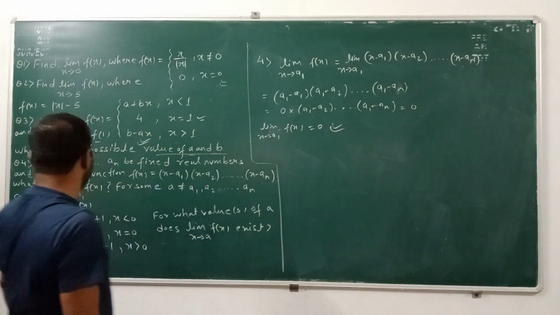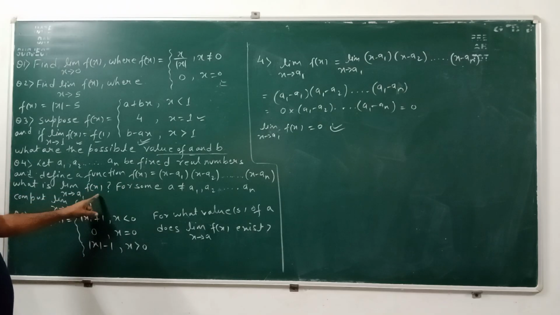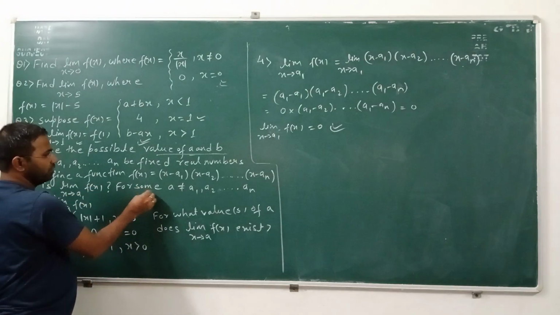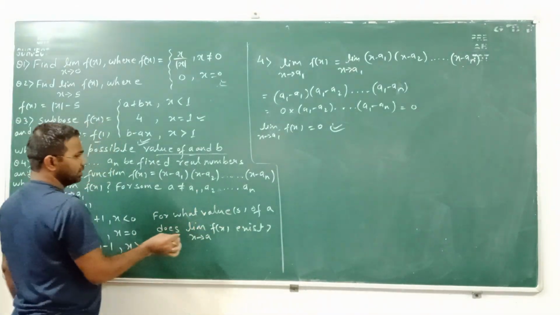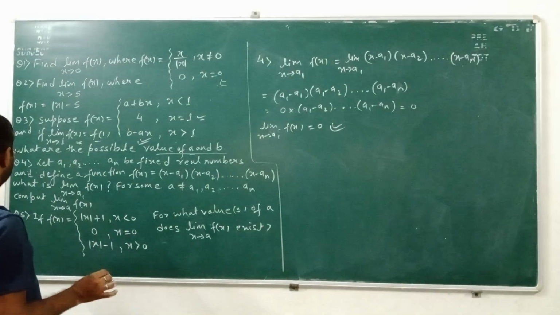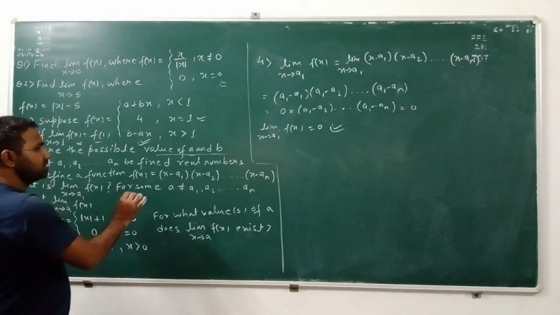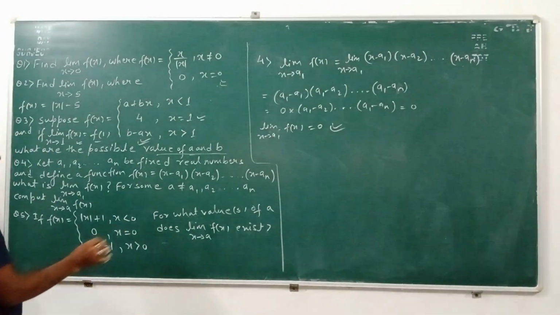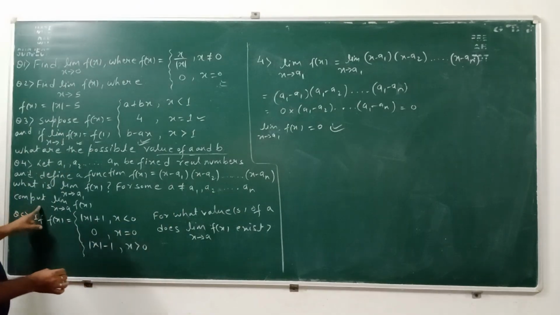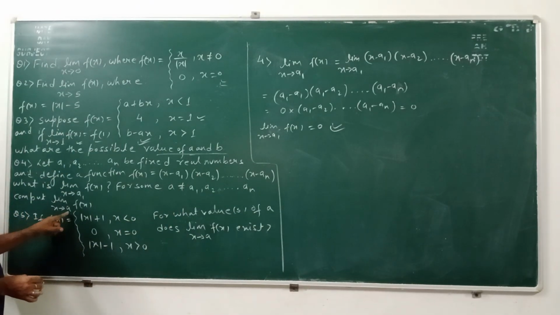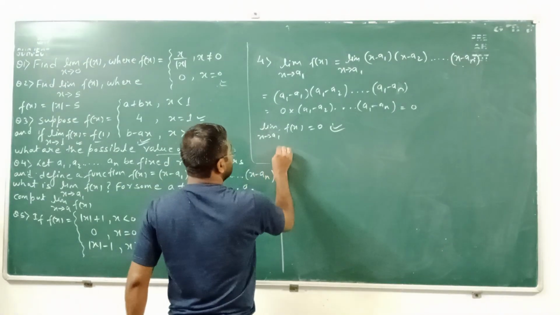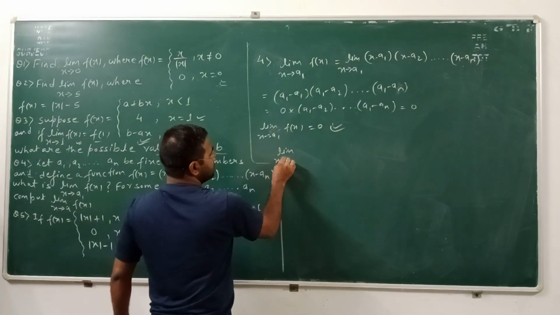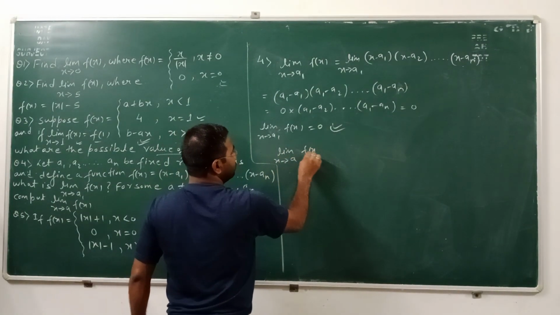So see here, in this way we will find the value of this one. Now the question is asking for a not equal to a1. So the question is saying, suppose that a is not equal to a1, a2, or an, then compute the limit as x tends to a of f(x). Now you have to calculate the limit as x tends to a of f(x).